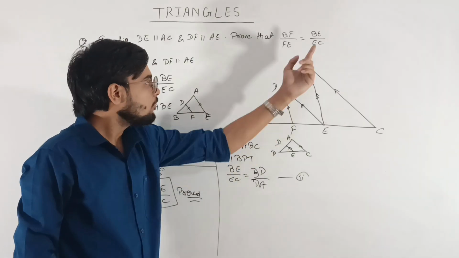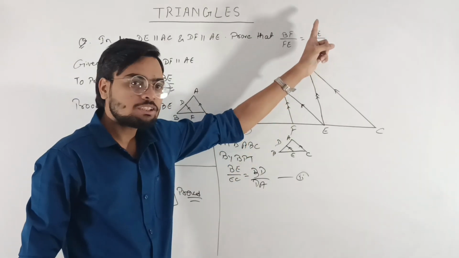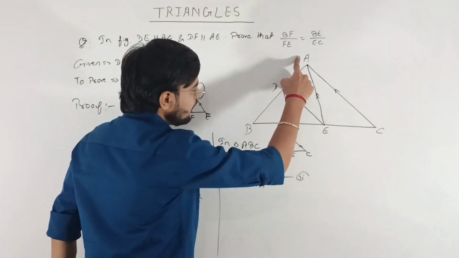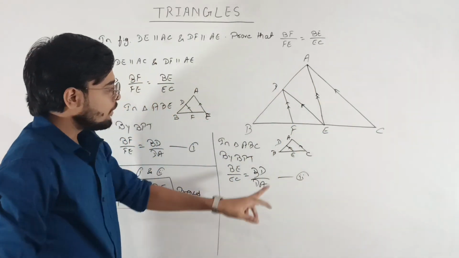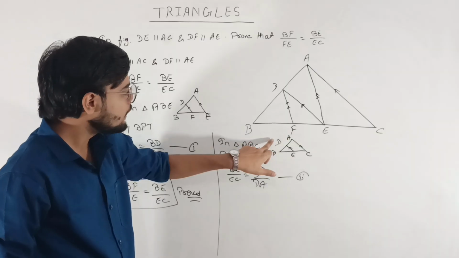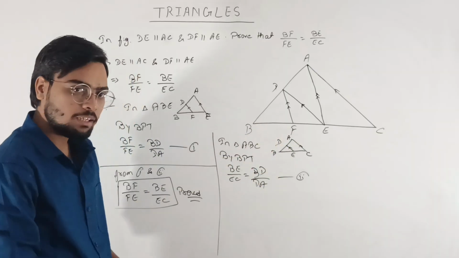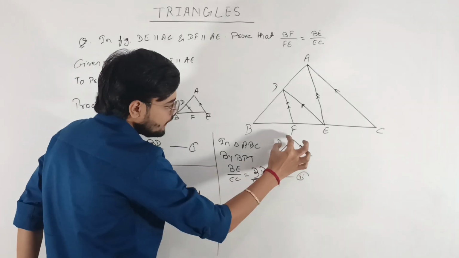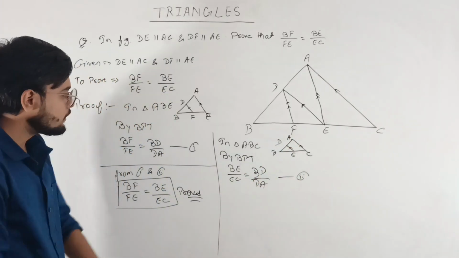Now, second, I look at BE and EC. In which triangle do BE and EC lie? I find BE and EC lie in triangle ABC. So I make a similar figure of triangle ABC, and in this triangle DE is parallel to side AC. Then by BPT, BE upon EC is equal to BD upon DA. This is my equation second.